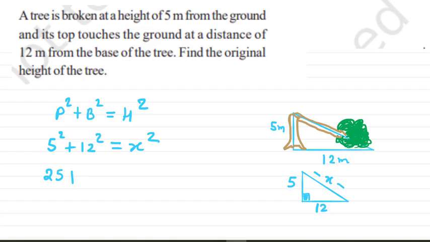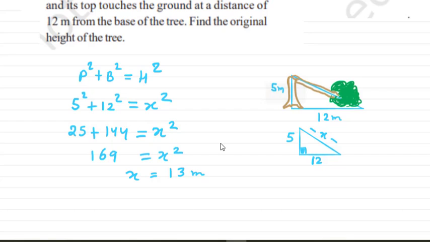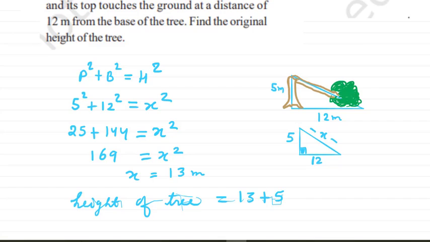So here we will get 25 plus 144 equals x square. So from here you will get 169 equals x square. So your x will be 13 meters. So here we got x equals 13 meters. So you have to find out the height of the tree. So height of tree will be equal to 13 plus 5 meters. So it will be 18 meters.